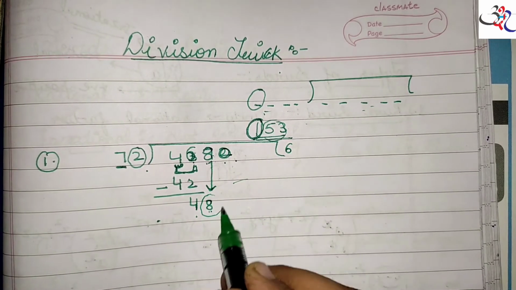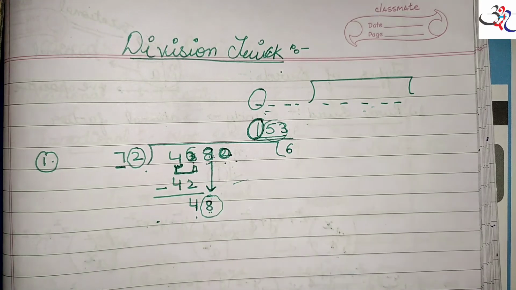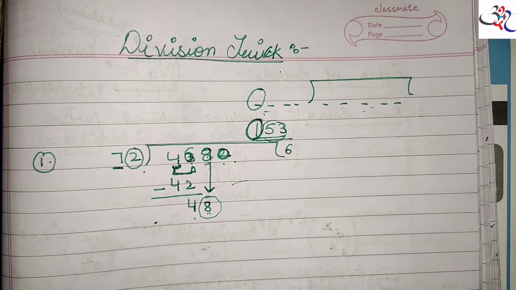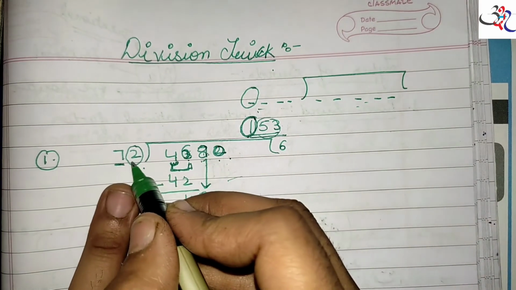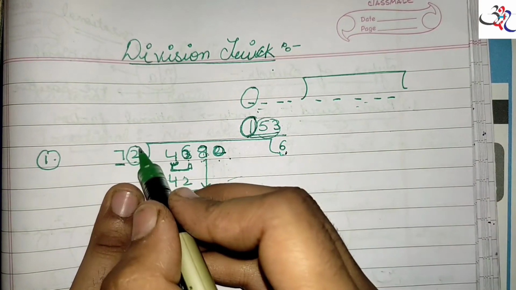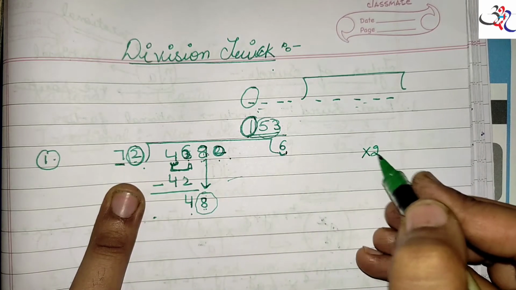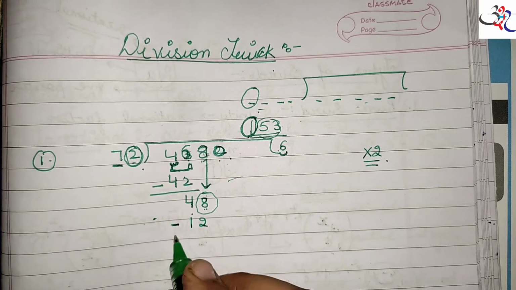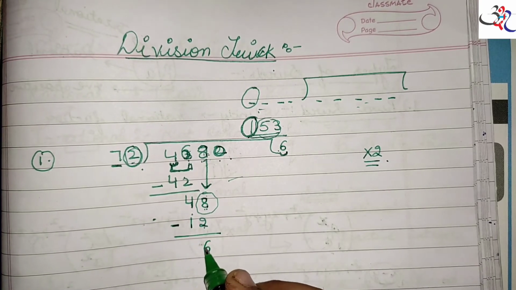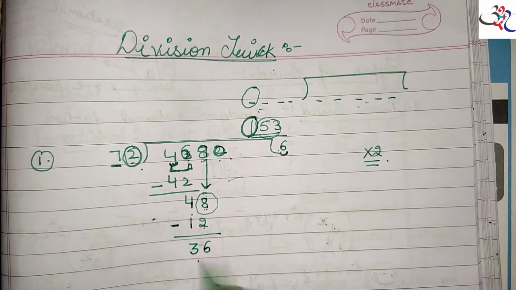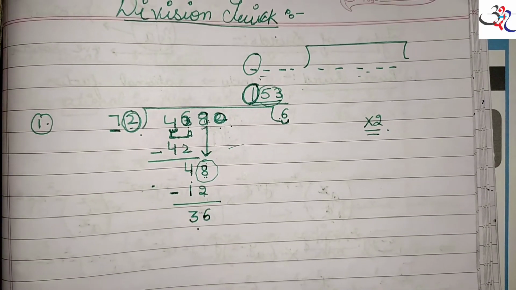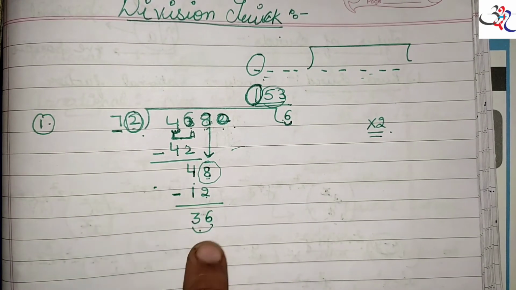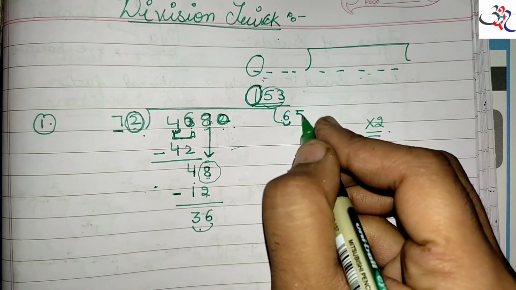Now, whenever we take any digit from the upper part, we have to do one more step other than the normal division process. And what is that step? You have to multiply your last digit of the divisor with the last quotient digit, meaning you multiply 2 with 6 and get 12, and subtract this 12 here. 48 minus 12, we get 36. Now proceed with the normal division process.